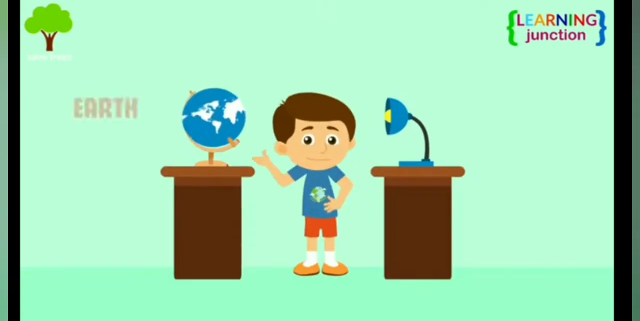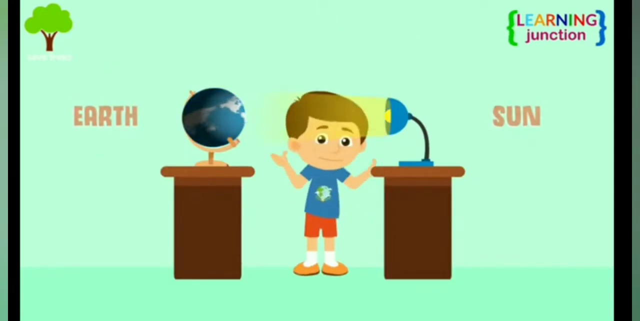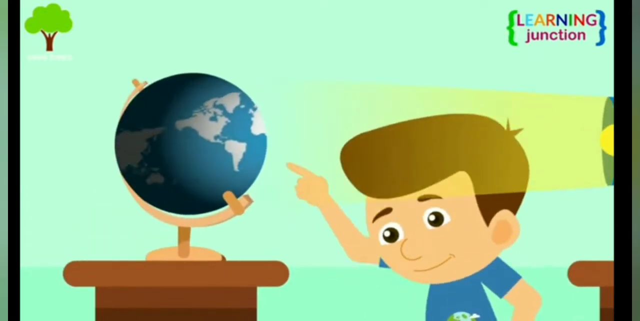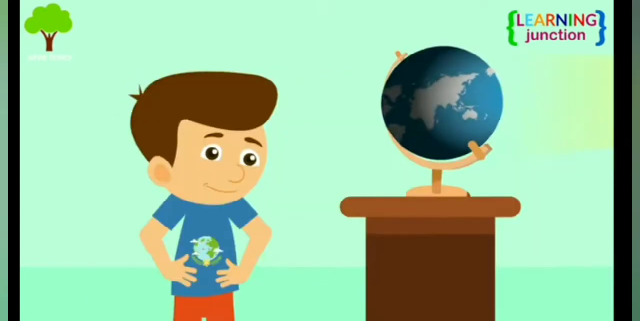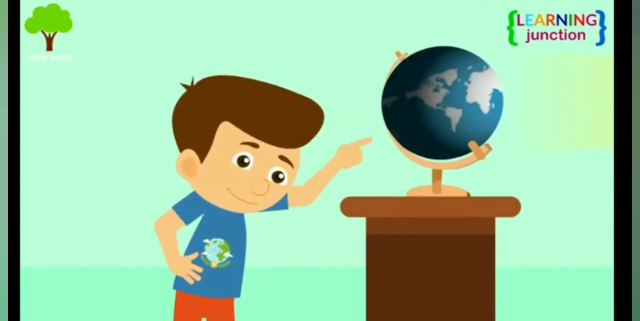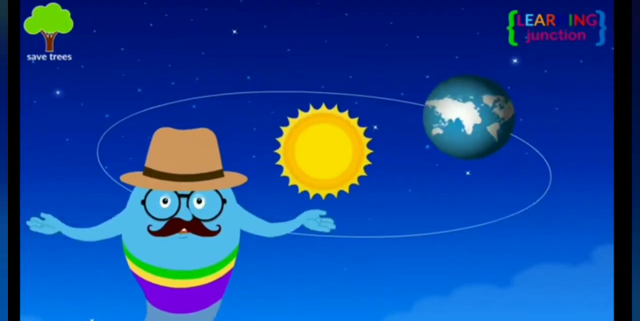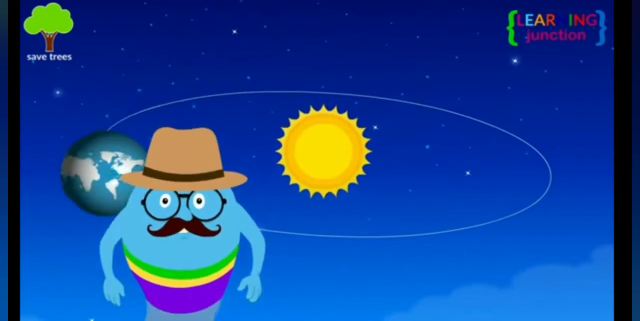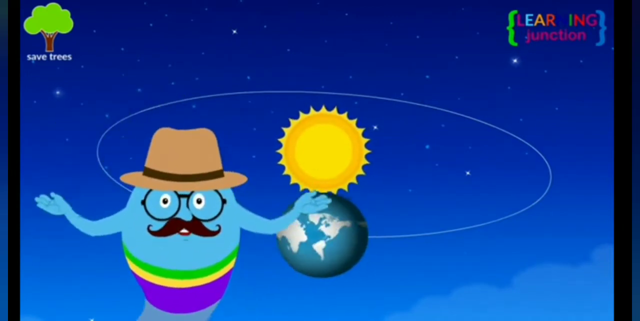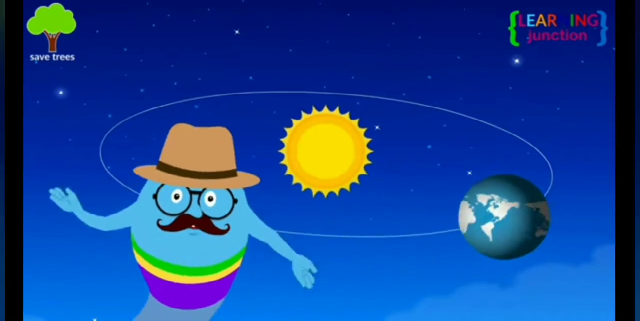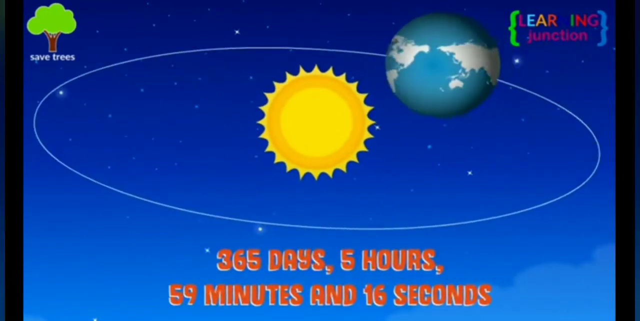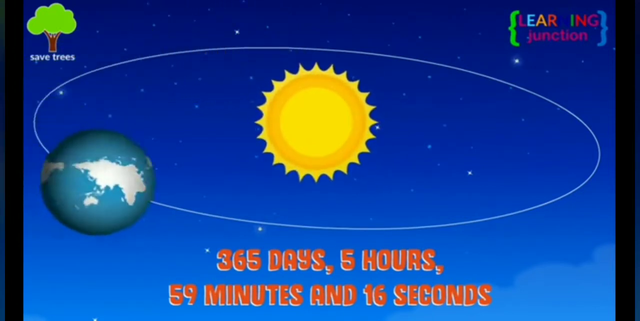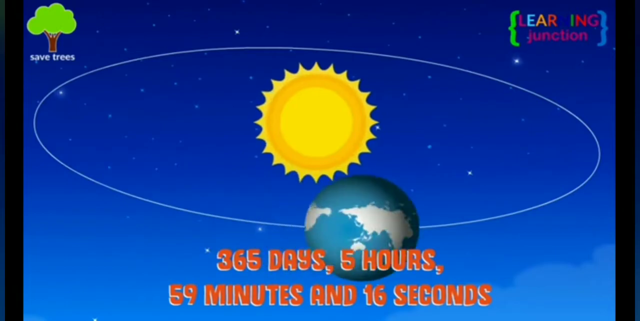Let's assume this globe as Earth and consider this lamp as sun. Now look closely. The light is falling only on one side. This is day. Now look at the other part and you can see it's dark. This is night. At the same time that the Earth spins on its axis, it also orbits or revolves around the sun. This movement is called revolution. It takes 365 days, 5 hours, 59 minutes, and 16 seconds, or 1 year, for the Earth to make one full revolution around the sun.